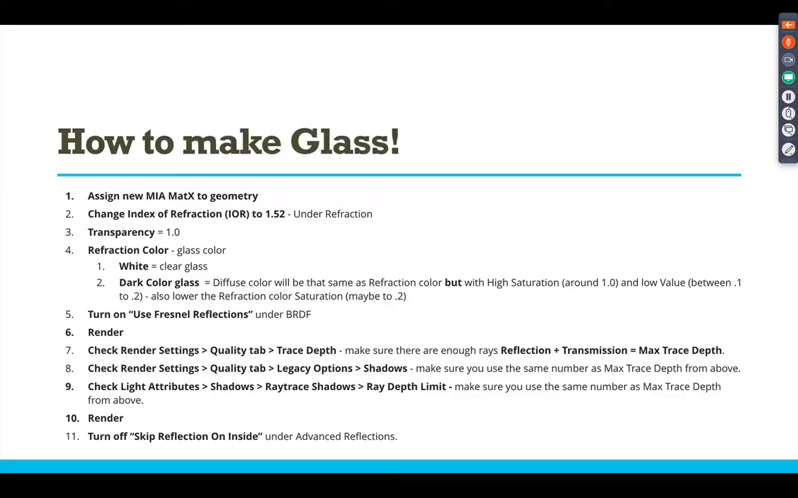And if you've got empty glass, you've got glass that light can get through and bounce around in, there's a section in the MIA Material X under Advanced Reflections called Skip Reflections on the Inside. That is turned on by default. That means Mental Ray is trying to save you some time by not calculating reflections inside a glass vase, or a glass jar, or a glass bottle. If it's clear, we definitely want that turned off, because we want reflectivity bouncing around inside.